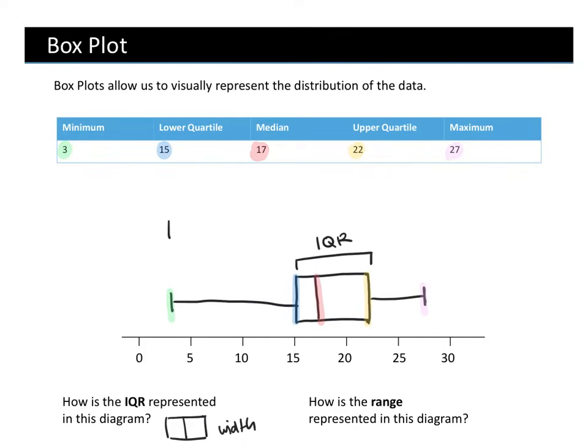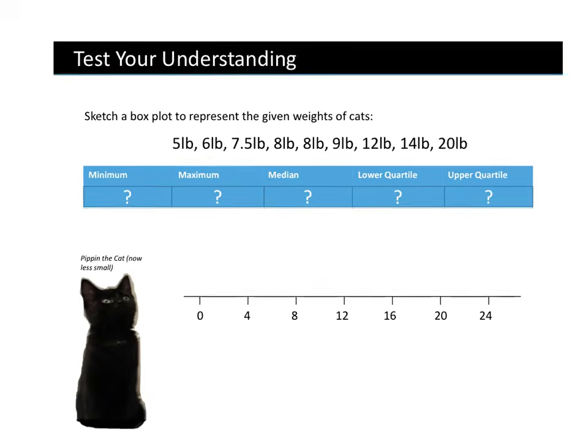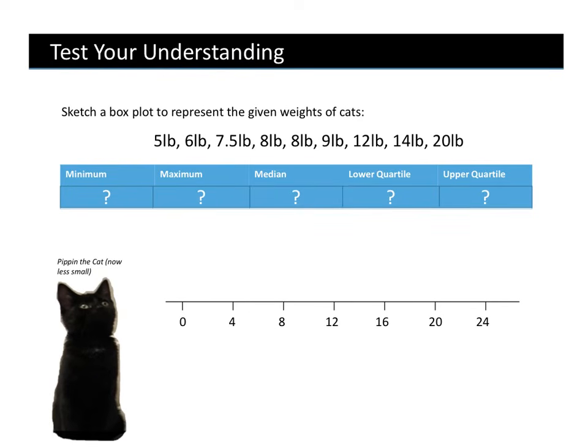Yeah, these 2 endpoints here, because we have our minimum and maximum points, okay? Perfect. So, I would like you to try your own box plot before we really get into some questions about what we can tell about the data.